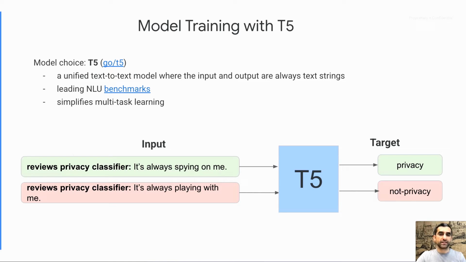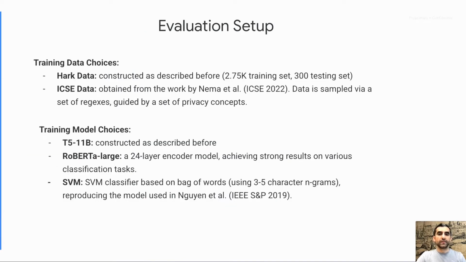We apply it in the privacy case by taking inputs such as "it's always spying on me" with the word privacy as the target, as well as inputs like "it's always playing with me" with the word not privacy as the target. To evaluate our approach, we investigated 2 dimensions.